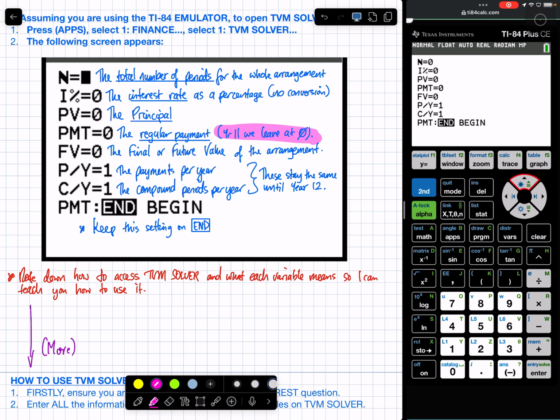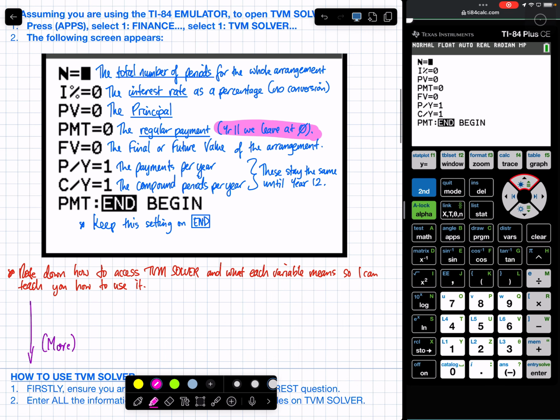FV is the final or the future value of the arrangement, what your money grows to. So currently those top 5 things, there's no thinking required, but PY and CY need some thinking. PY stands for the payments per year. So you need to consider, if I was paying monthly, how many payments would I be making per year?